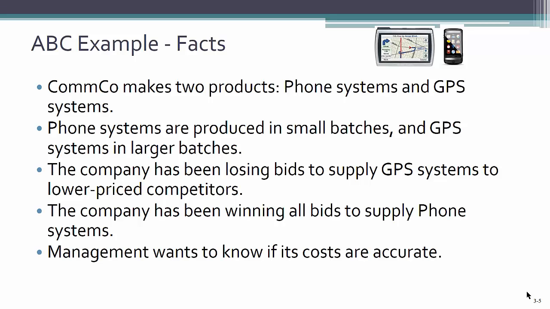Comco Technology, Inc. makes 2 products, GPS systems and phone systems. Phone systems require more handling because they are produced in small batches compared to GPS systems. Recently, the company has been losing bids to supply GPS systems to lower-priced competitors. The company has been winning all bids to supply phone systems, and management wants to understand whether its costs are accurate. Are GPS systems really costing so much to make, for example?